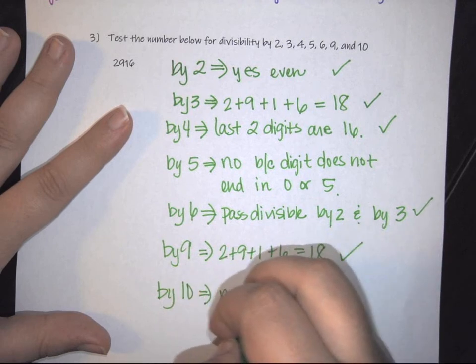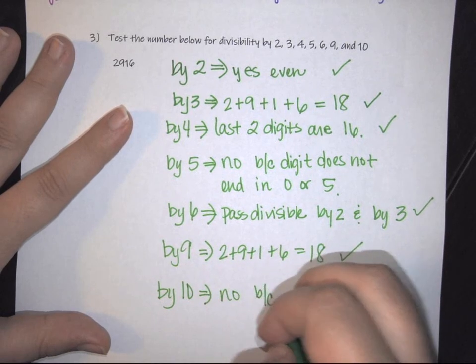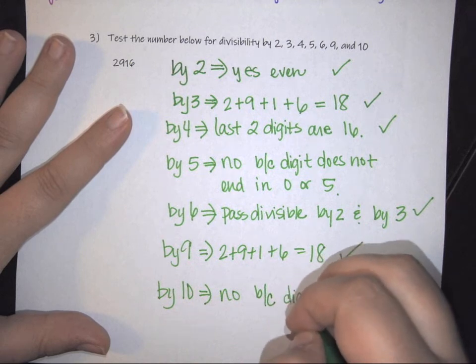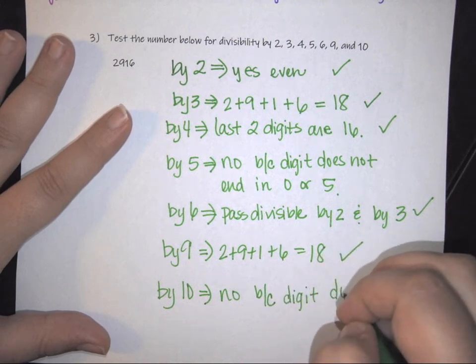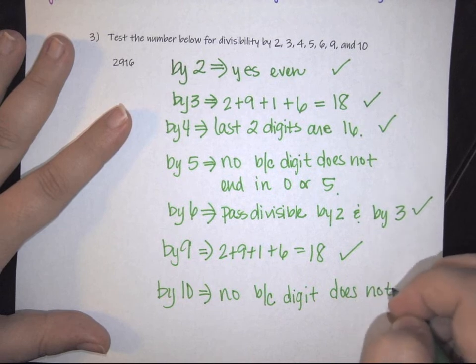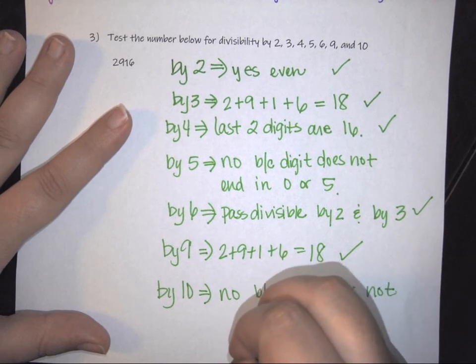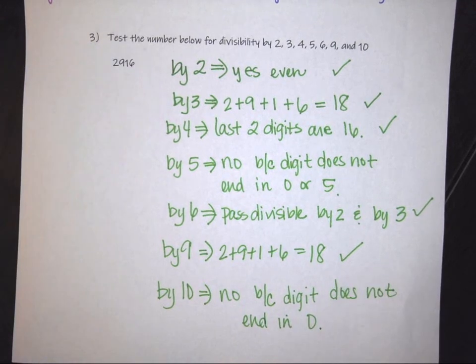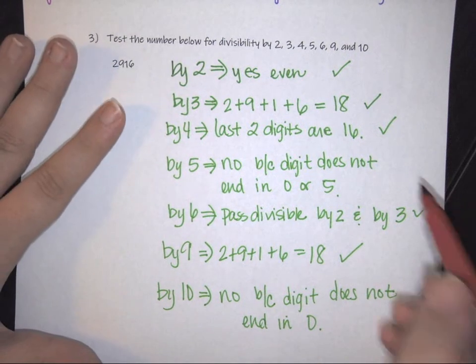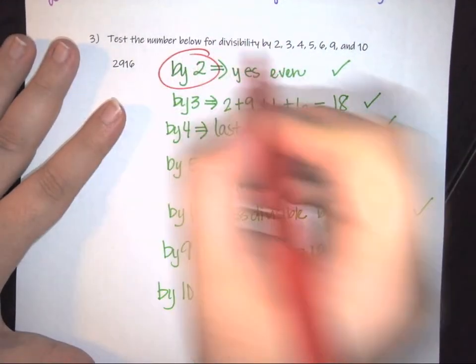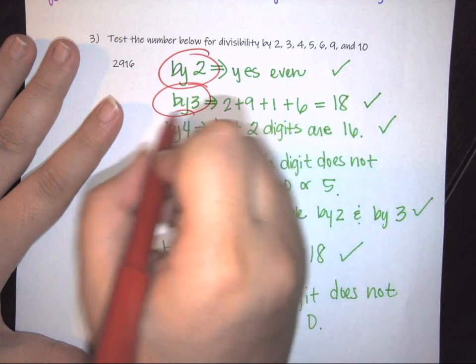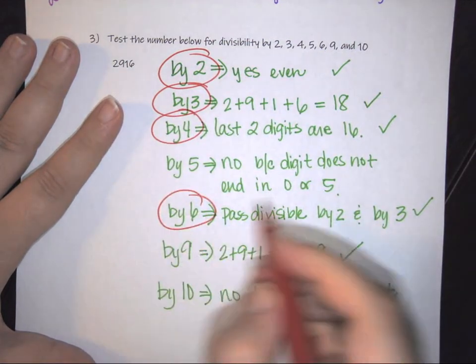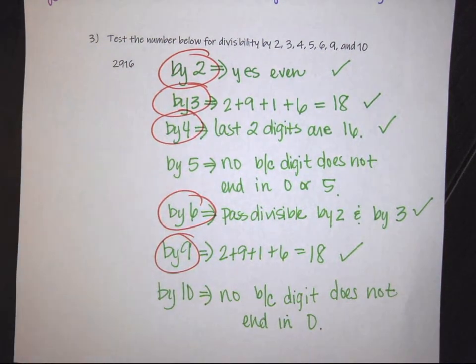And then our last one is divisible by 10. And in this case, we have no. The reason for it is because the digit does not end in a 0. Okay. So if I'm looking for the ones that actually passed, I have divisible by 2, divisible by 3, divisible by 4, divisible by 6, and divisible by 9.